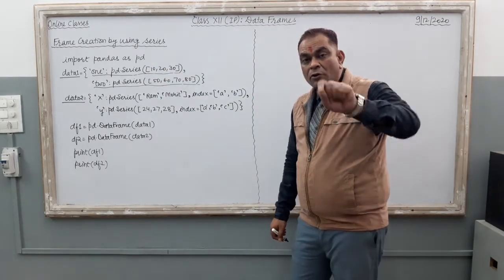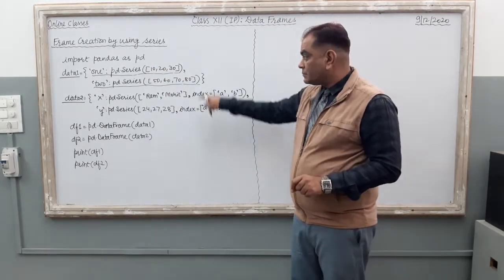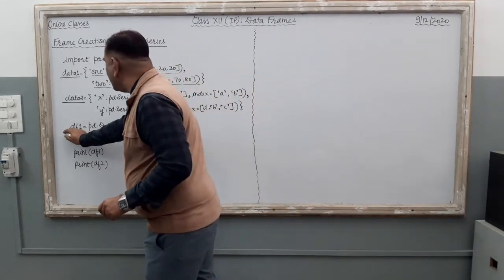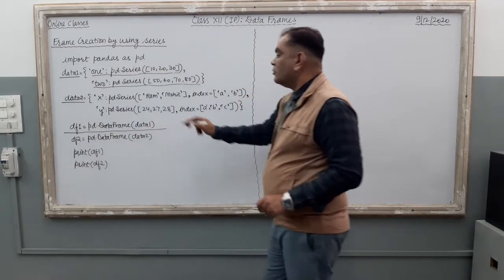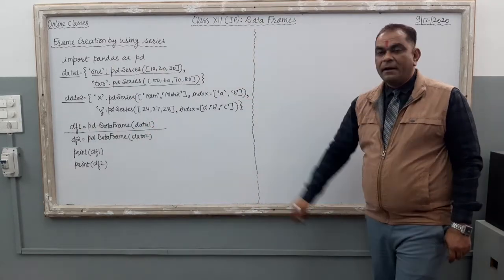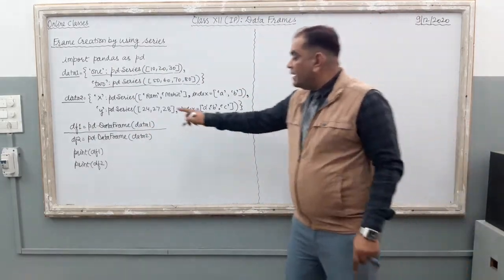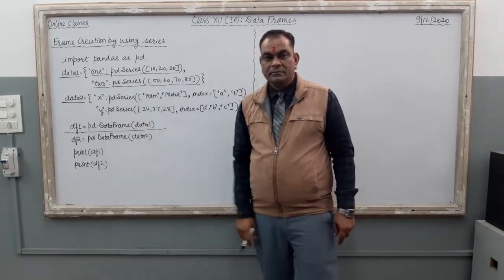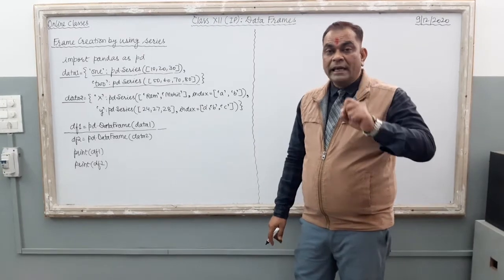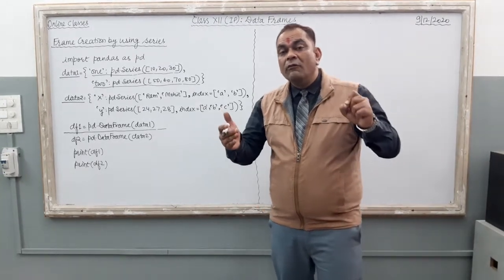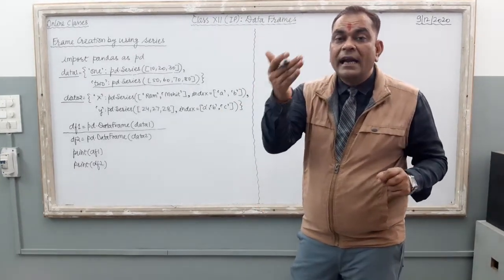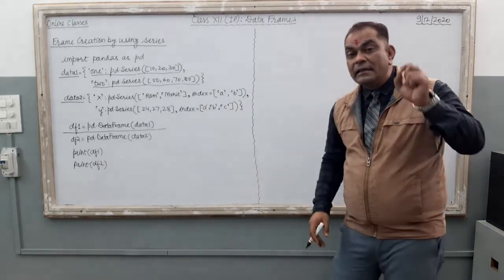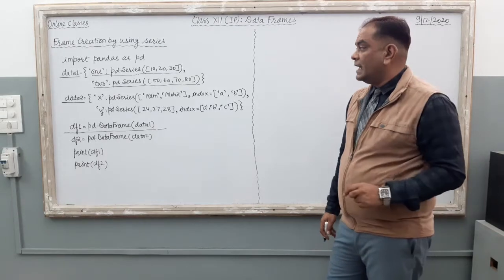Now if you want to create the data frame by using data1, the command is df1 equal to pd.DataFrame inside the bracket data1. Data1 is the dictionary name, and data1 is here. Now if you want to see what is there inside the frame object, how this particular data frame is created, look carefully, this is the thing to understand.